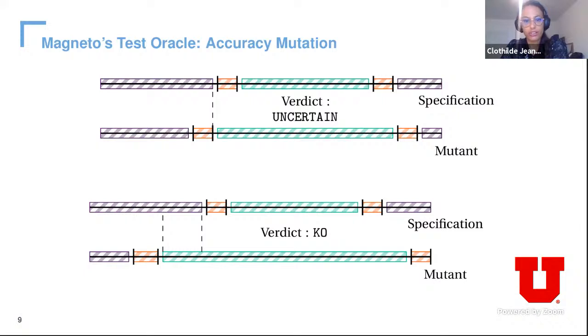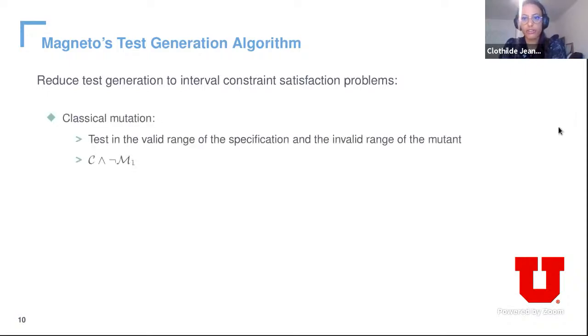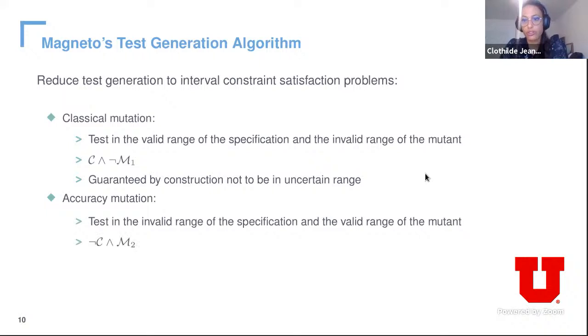The main test generation algorithm also uses valid and invalid ranges comparison. In the general case, we define a constraint that will guarantee that the generated test will be in the valid range of the specification and in the invalid range of the mutant. In addition, interval constraint solving guarantees that the solution will not be in the uncertain range of the mutant. Likewise, the constraints for generating tests for the accuracy mutation define the invalid range of the specification and the valid range of the mutant.